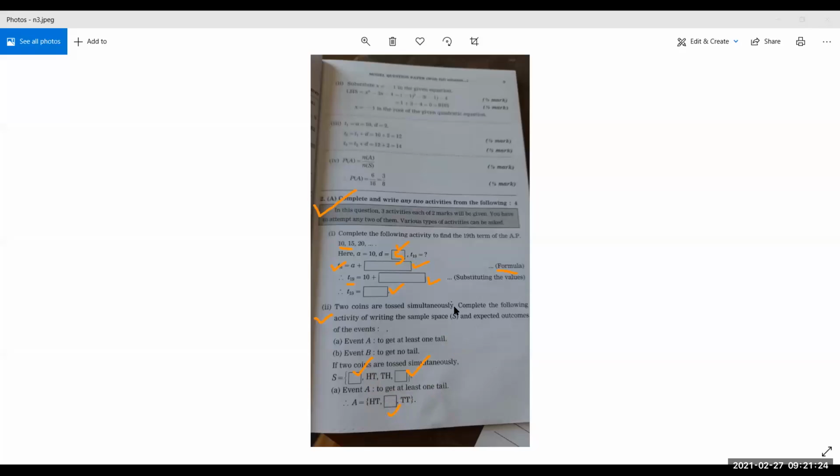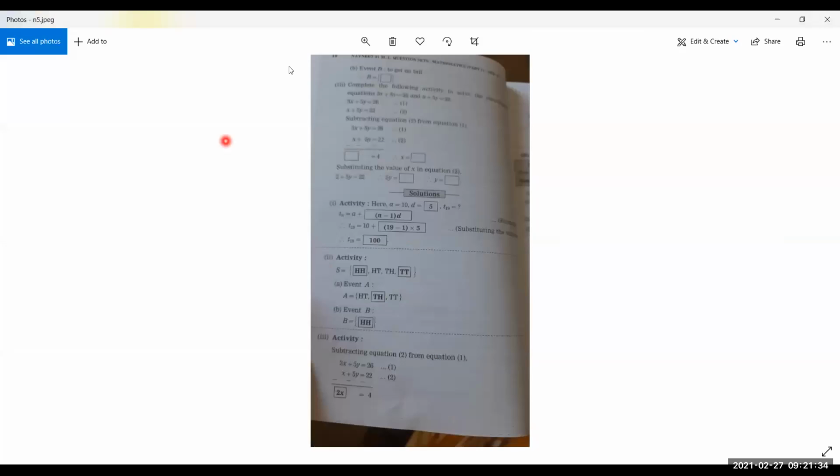Next is TH. Then the last event B is to get no tail. When 0 tails, we will require here. So let's see that. For 0 tails, here we have that one. Ma'am, HH. Very good. It is HH. So no tails are there. So finally HH. So these were the 4 blank spaces which we have filled. So again we have got the 2 marks here.